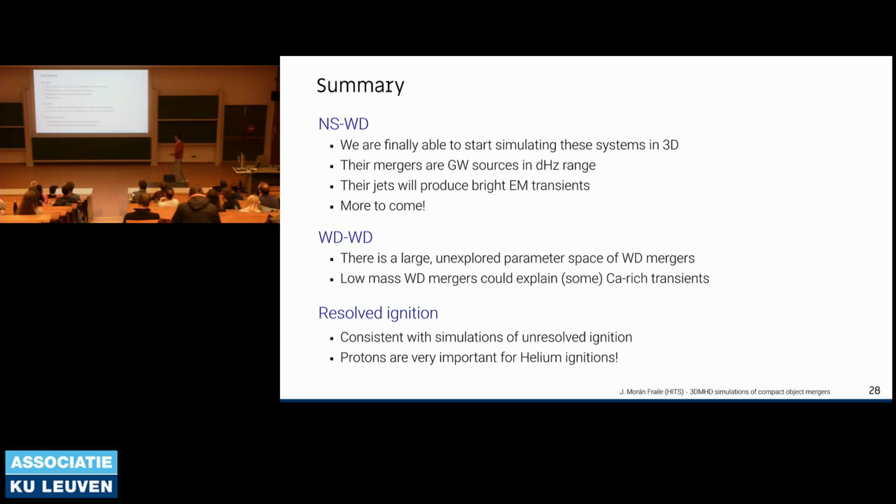For wider mergers, what I want everyone to at least think of is that there's a large unexplored parameter space of wider mergers, and as these mergers can be chaotic, maybe we may have unexplained transients over there. At least now we know that these low mass mergers could explain some calcium-rich transients. And from the resolved ignition, we have given validity to type 1a supernova simulations, and the problems are very important. I need to work on what is the takeaway point for this for a broad community, but yeah, that's pretty much it. Thank you very much.